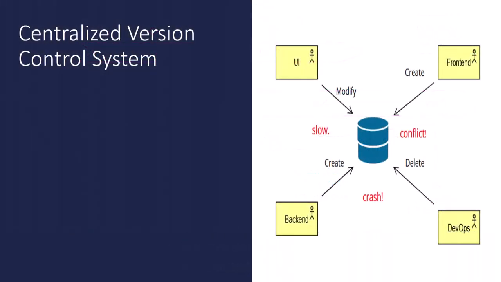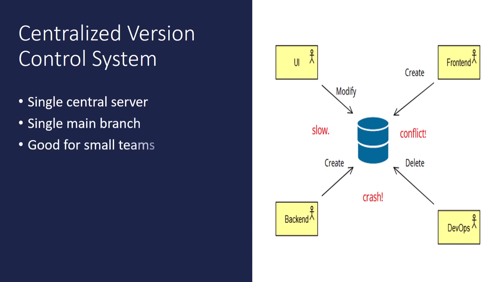In a centralized version control system, a server acts as the main repository, which stores every version of code. Every user commits directly to the main branch. In this way, projects can be delayed, merging conflicts can arise, and the development process becomes very slow for large teams.